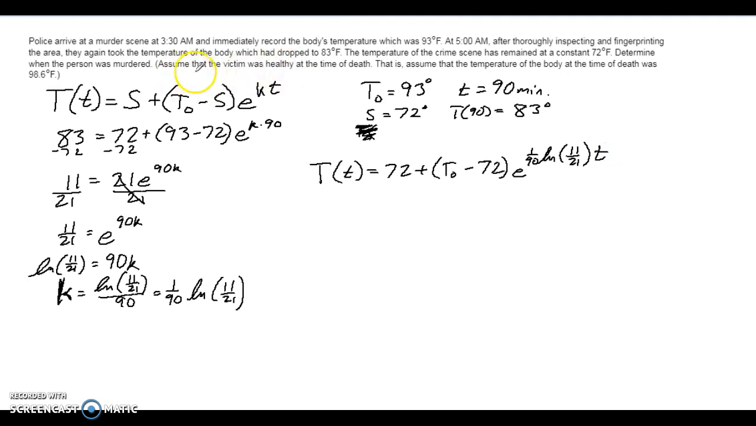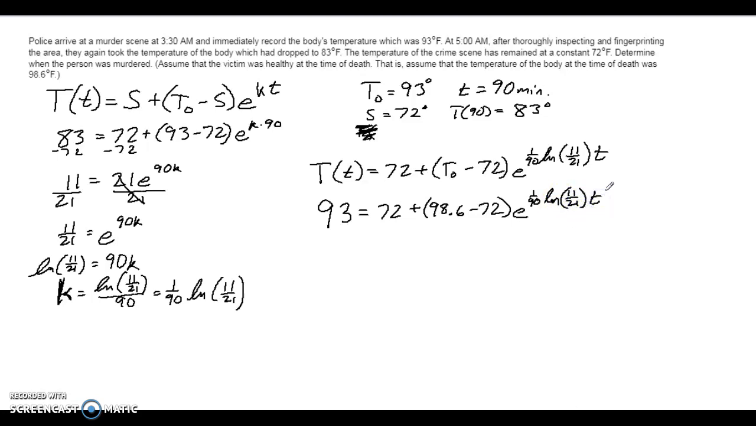And the problem tells us to assume that we've got a healthy victim at time of death, so 98.6 degrees Fahrenheit was the body temperature at that time, and we want to figure out at what time the murder took place. Well, we know by 3:30 the temperature was 93 degrees. So we're going to make 93 degrees be our later temperature now. 72 degrees is still the surrounding, but the initial is now 98.6 degrees. And we have this whole big ugly K up here that we can work with.